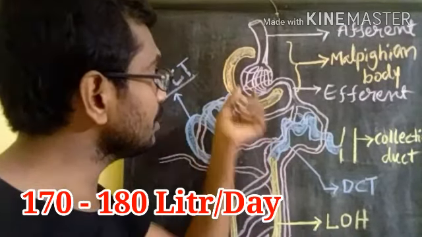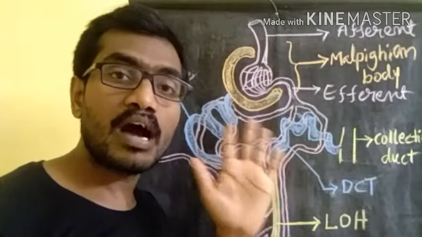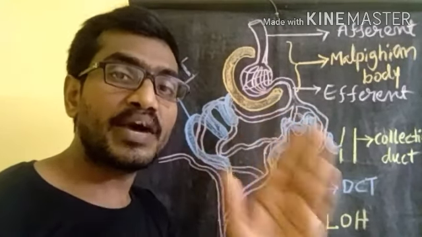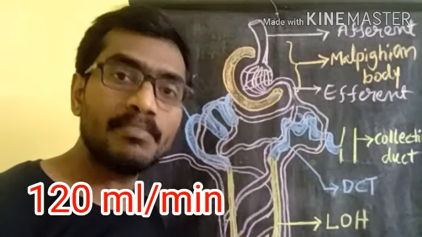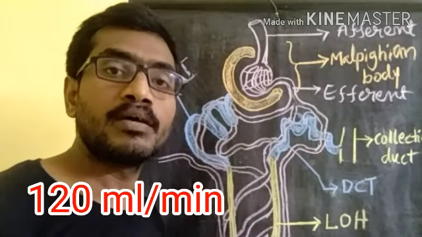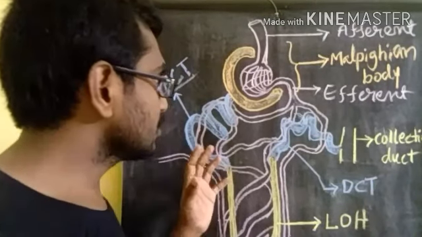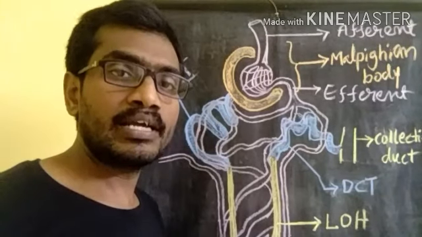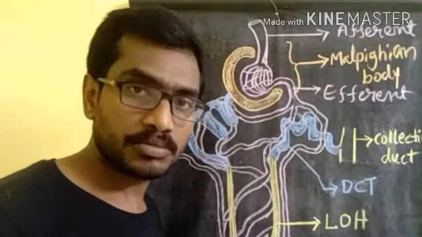That means every minute our kidneys filter about 1.2 to 1.5 liters of blood. As a result, about 120 ml of primary urine forms per minute. So a large amount of primary urine forms. If we lost all that, it would even lead to death. That's why reabsorption takes place.